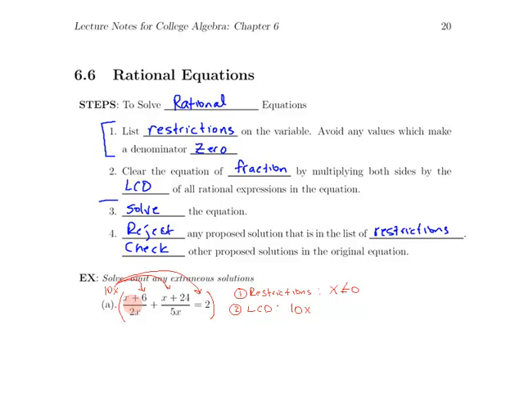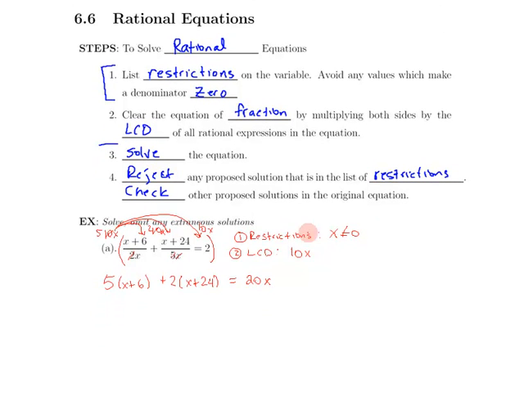If I take 10x times (x plus 6) over 2x, the x's cancel, the 2 cancels, and leaves 5 behind. So I have 5 times (x plus 6). If I take the 10x times the next fraction, the x's cancel. 5 goes into 10 twice. So I have plus 2 times (x plus 24) equals, and then I take the 10x times the other side. 10x times 2 is 20x. The resulting equation now has no fractions in it. Let me scroll down a little bit for more space.